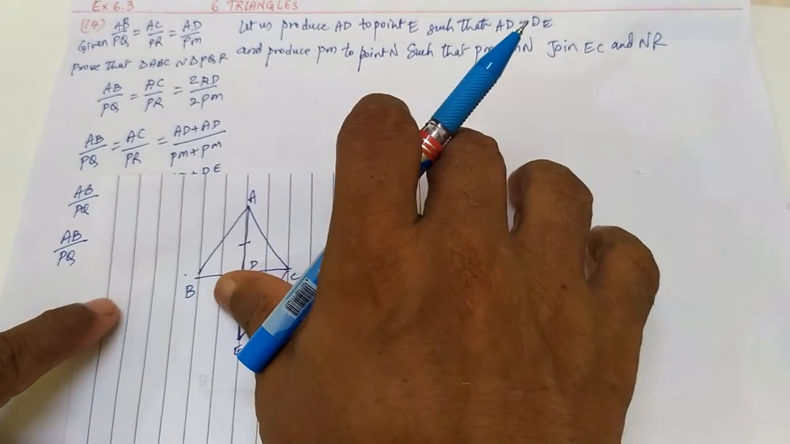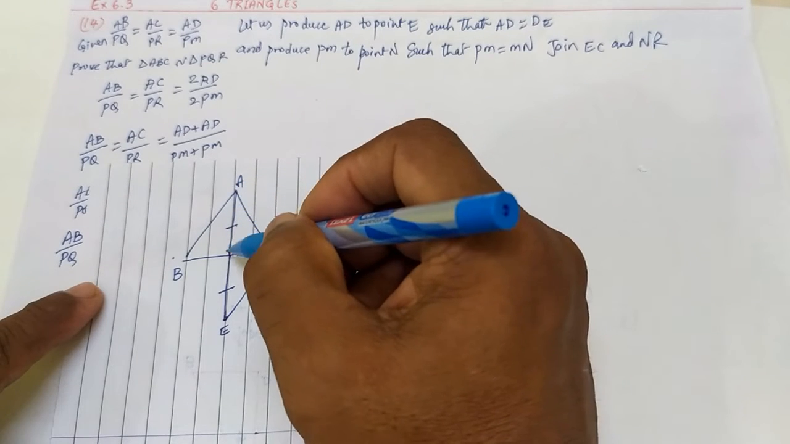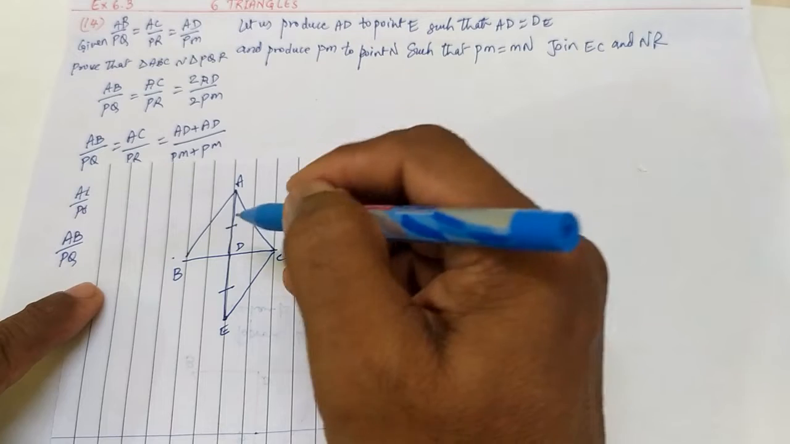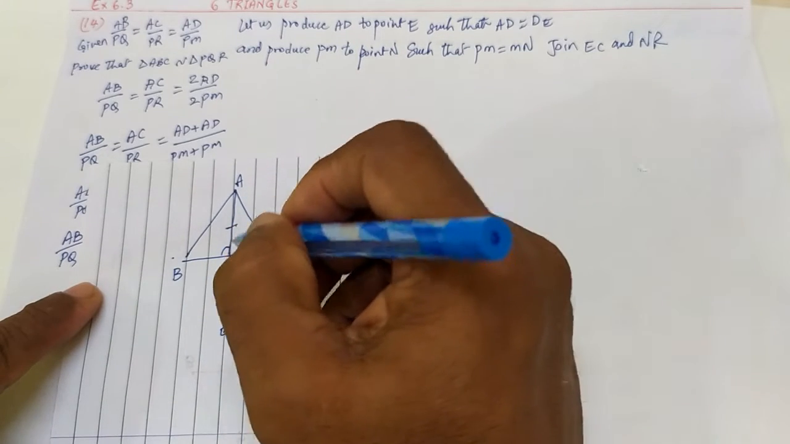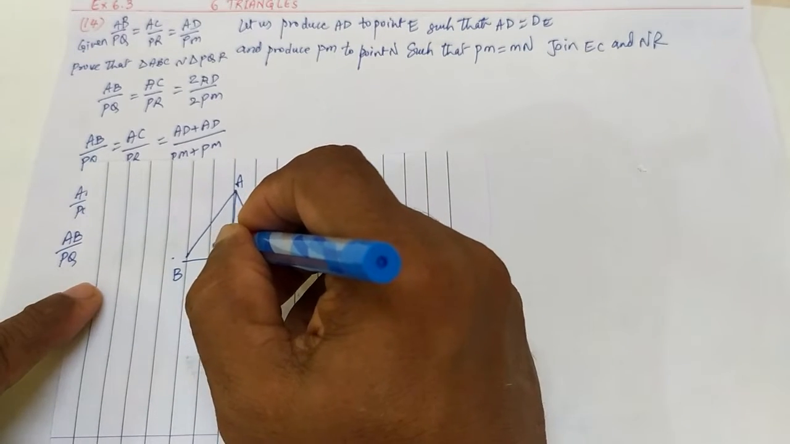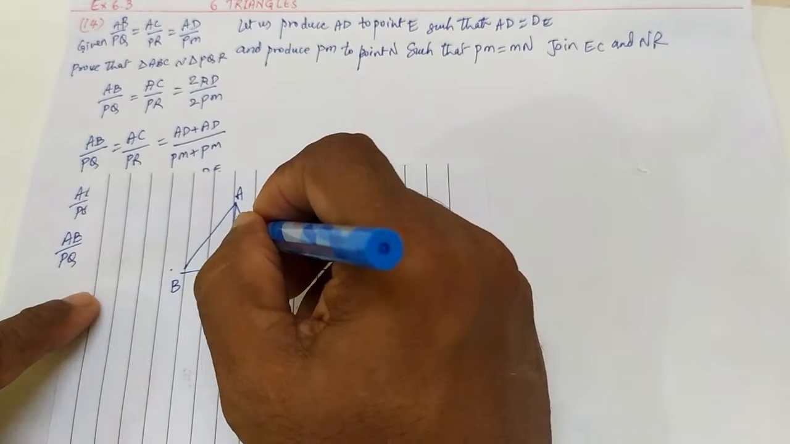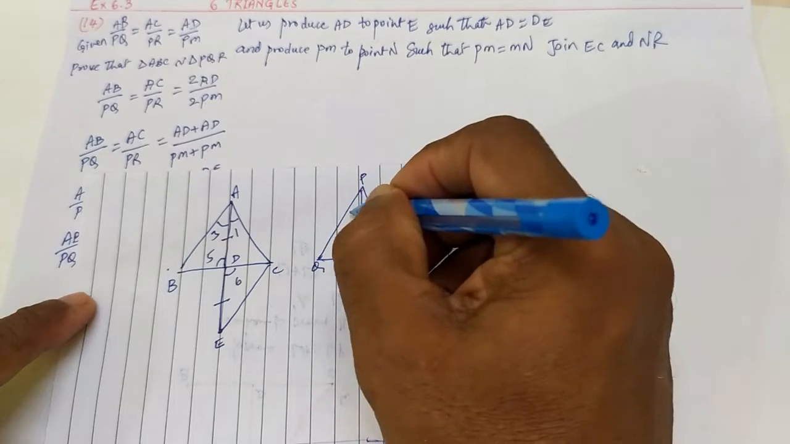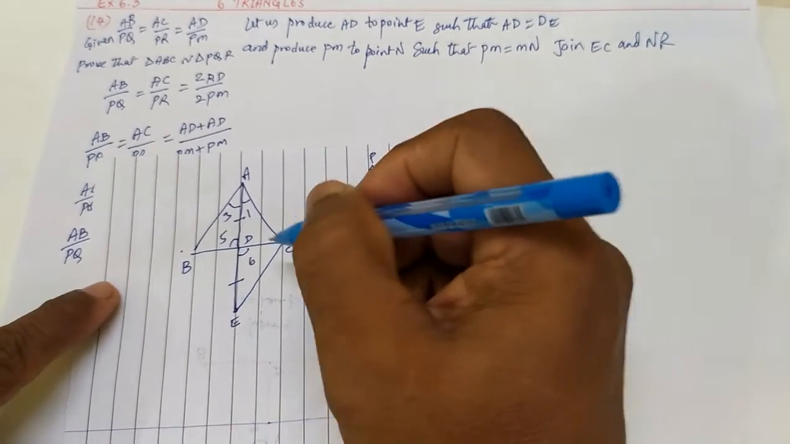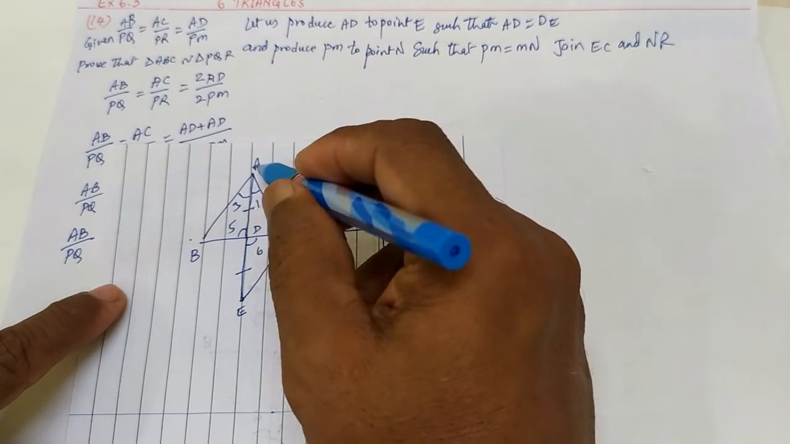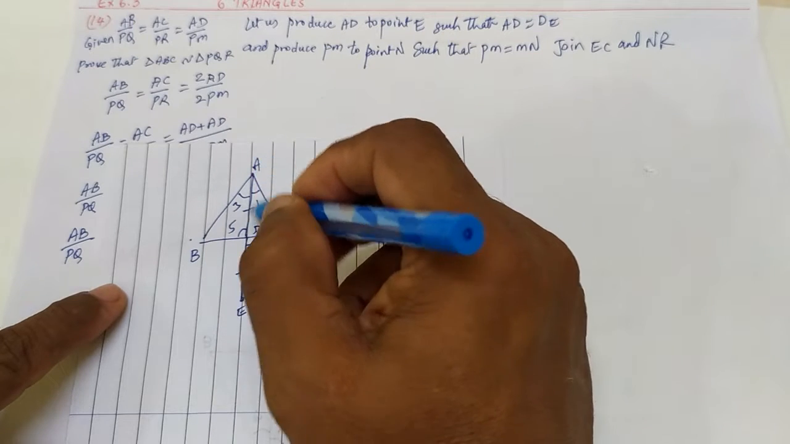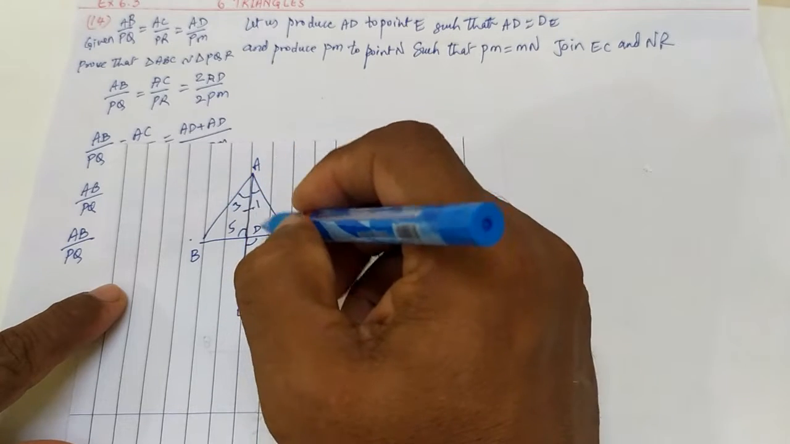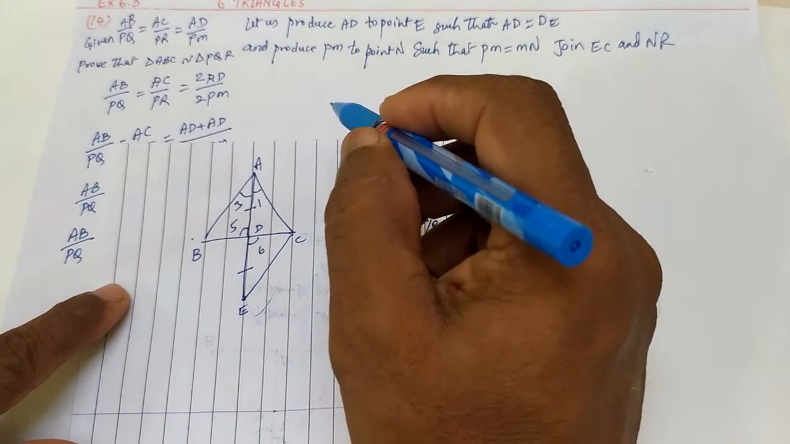Now we have to prove that angles ADB and EDC are equal. We will say this is 5 and 6, this has 1, this has 2, this has 3, and this has 4. So we have to prove that triangle ADB and triangle EDC are equal, and to prove that we take this help.